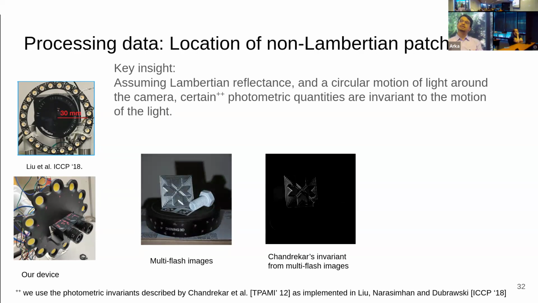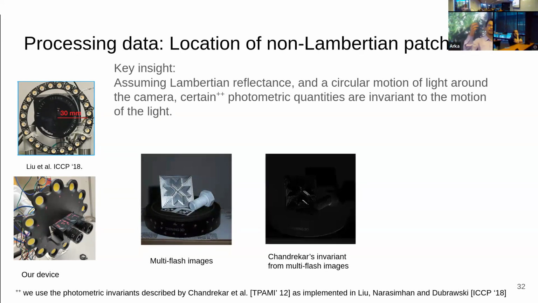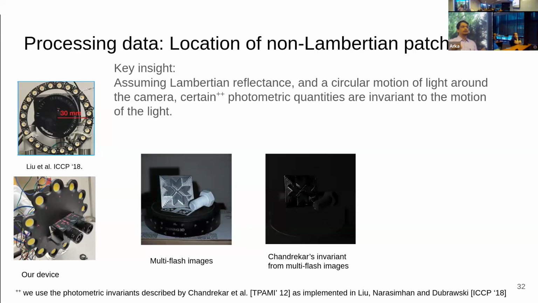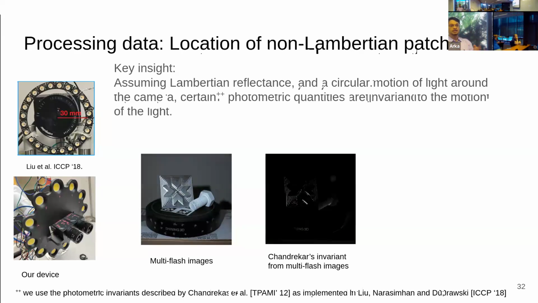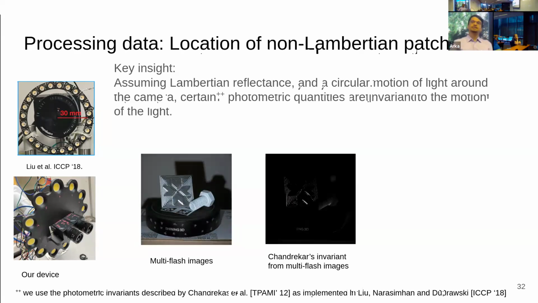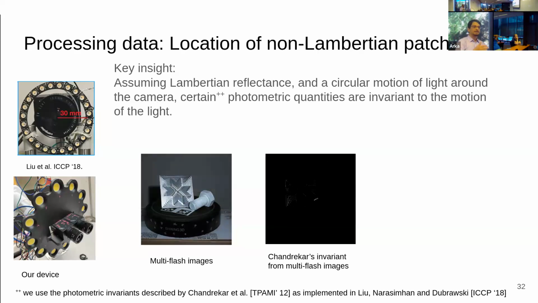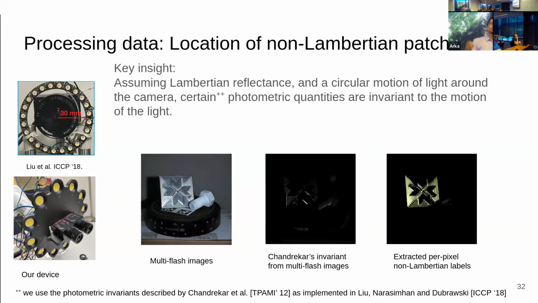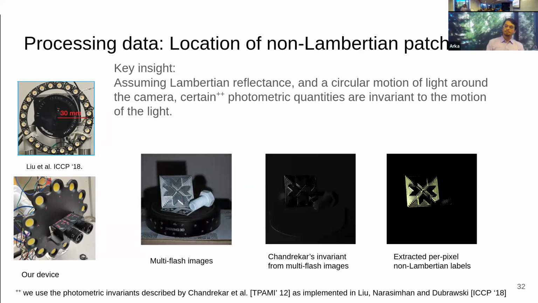To do that, we looked at something called the Chandrasekhar invariant for Lambertian objects. What it says is that if the light is moving in a particular pattern around the camera, certain parts of the scene, if they're Lambertian, are not going to change. So we look for changes in the Chandrasekhar invariant, which violates that assumption, and that happens to be a good enough per-pixel label for non-Lambertian patches in the scene.